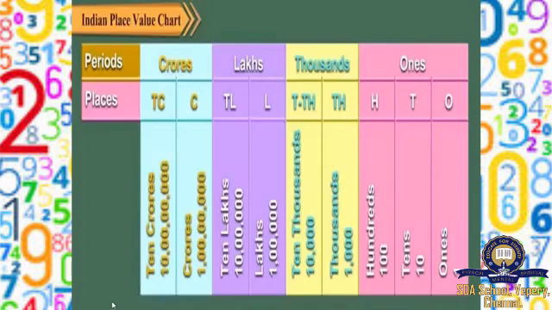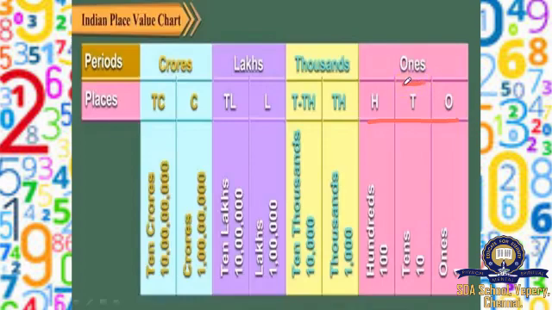Indian place value chart. In the Indian place value chart, we have the places here: ones place, tens place, hundreds place, thousands place, ten thousands, lakhs, ten lakh, crore, ten crore, and the numbers are written below here. The important thing here is the periods. This will help us to write the number in words as well as to insert commas in the numbers.